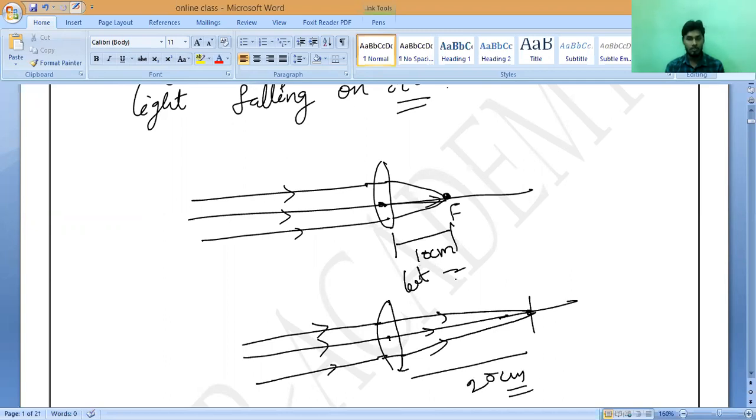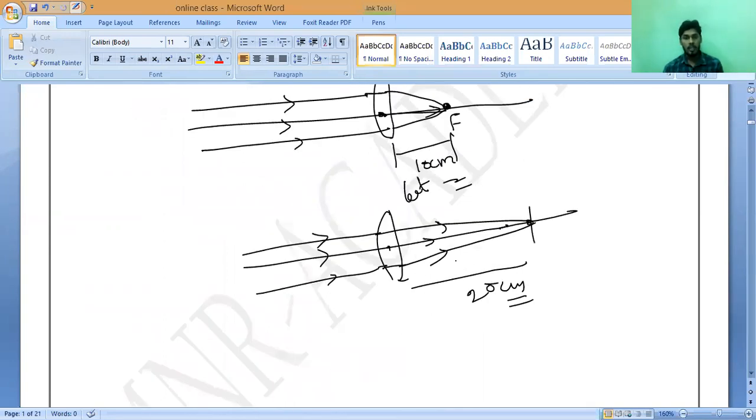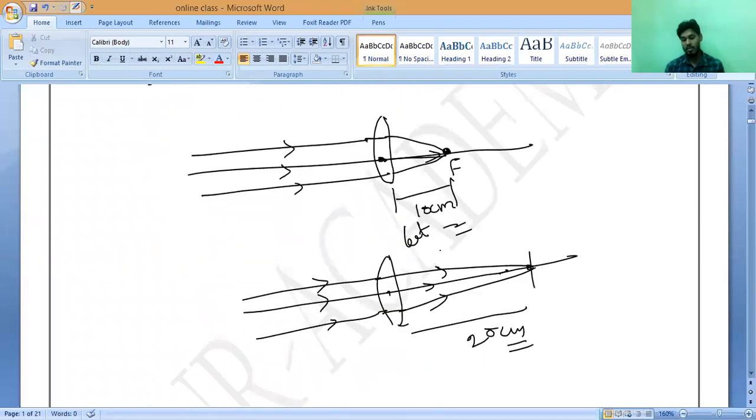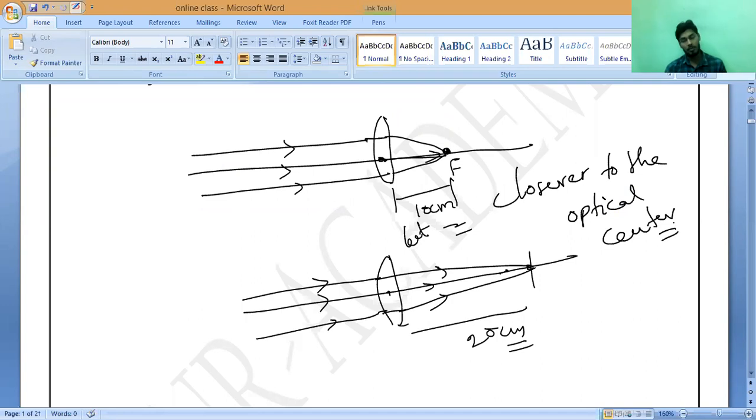Then who is having more converging power? Which lens is having more converging power, the 10 centimeter one? Second lens, sir. Second lens or first lens? What are you talking? If it is converging closer to the optical center, then it is having more stronger converging power. If it is converging far away, then it is having less converging power. Now at least please tell me, who is having more converging power, who is having less?